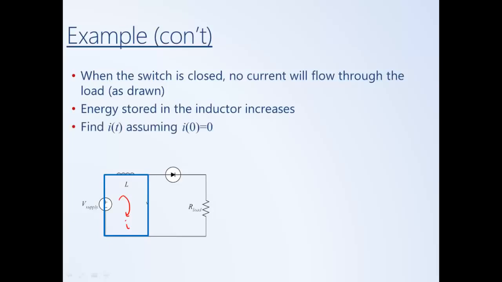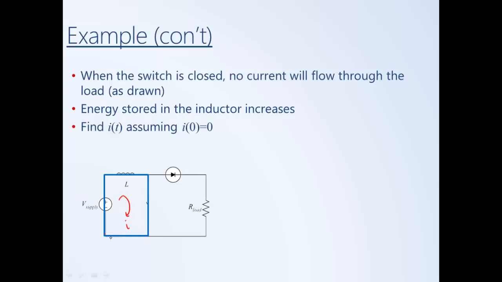And so in this state, we want to find the current in that loop, in that inductor, assuming that initially there was no current flowing through the circuit. The way that we do this is first we generate the governing differential equation for that circuit. We can use Kirchhoff's loop law as we learned previously.